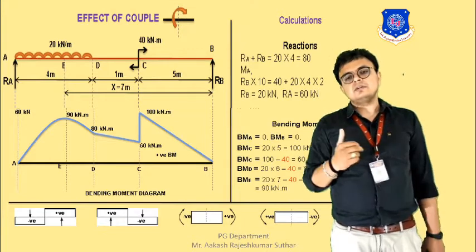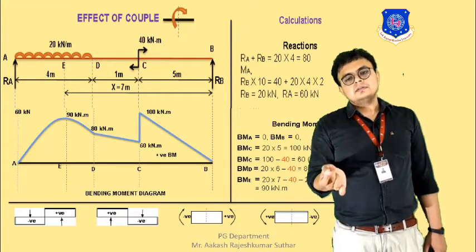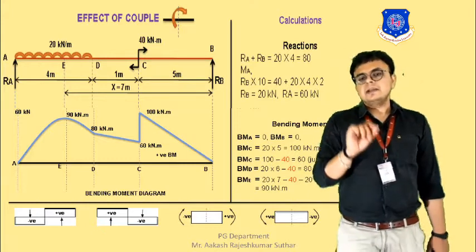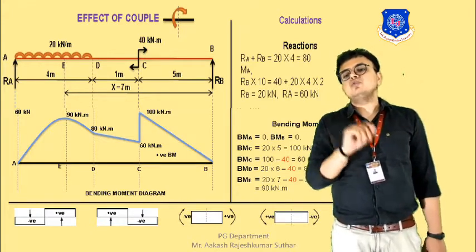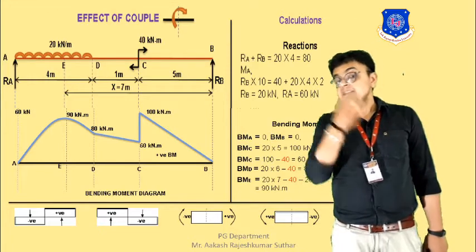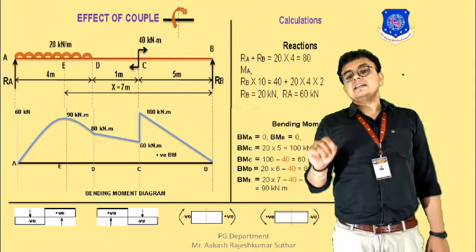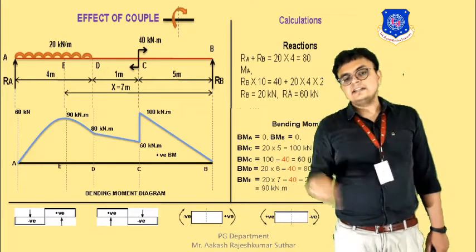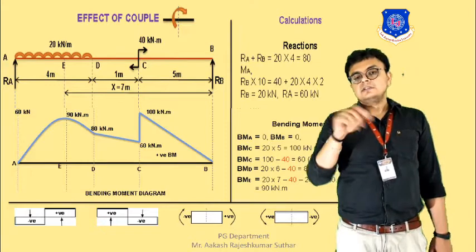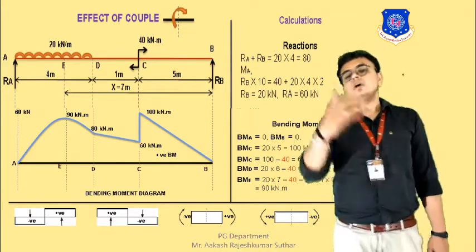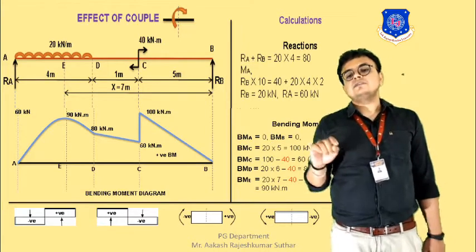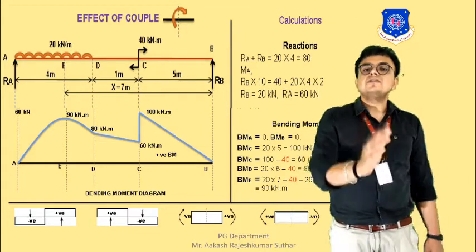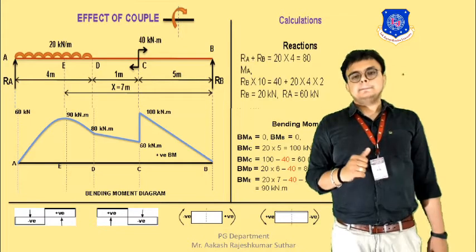So it will be equal to the reaction that is at B into lever arm, that is 5. So bending moment at C will be equal to 20 into 5, and it is the clockwise direction from the right hand side of the joint. So right hand side of the joint, it is a clockwise direction from the right hand side of the joint. So it will be positive. So it will be 100 kN just before the point C.